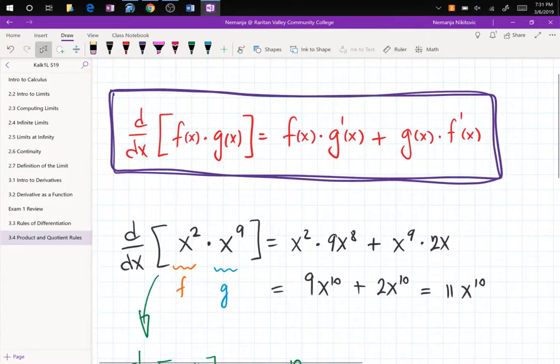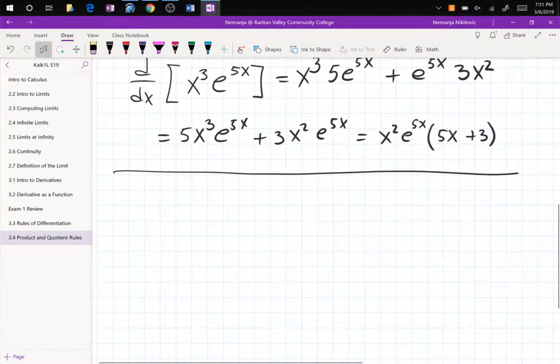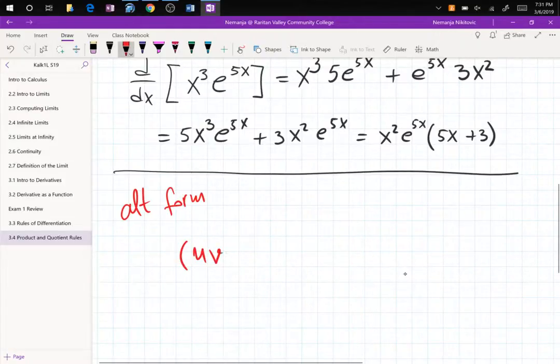You either memorize this formula or walk. Very simple, right? We don't get to debate those things. Now, I did write on the board this alternative version. Depending on which book you read, you might find this product rule written with these u's and v's. So I'll say alt formula: the derivative of u times v is u times v prime plus v times u prime, where these u's and v's are all functions of x.